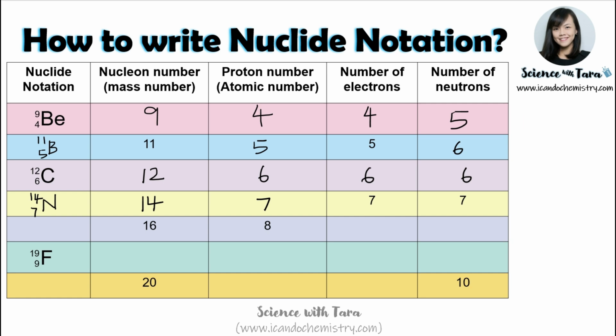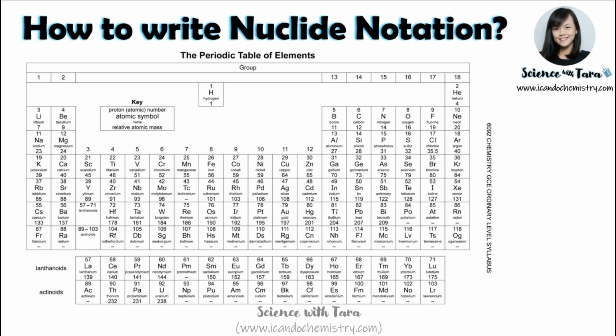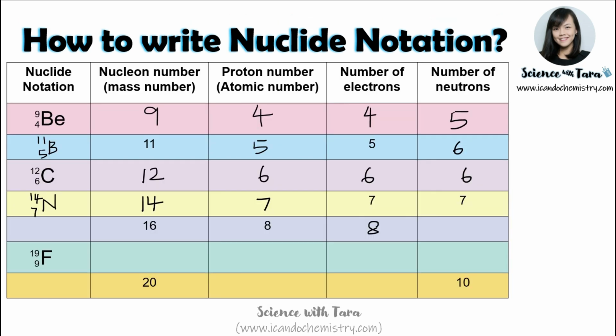Now the number of electrons is the same as proton number, hence it's 8. Number of neutrons is 16 minus 8, which is 8. Identity of this element, you should be expert by now. Yes, get that periodic table. Spot the element with 8 protons. Yes, you got it. It's oxygen. With all this, you should know the nuclide notation is O, with 16 at the top and 8 at the bottom.